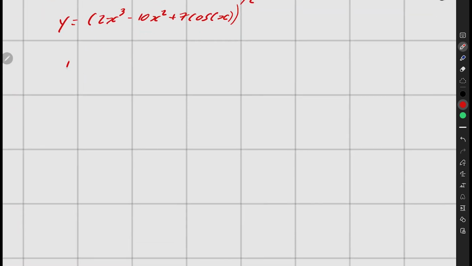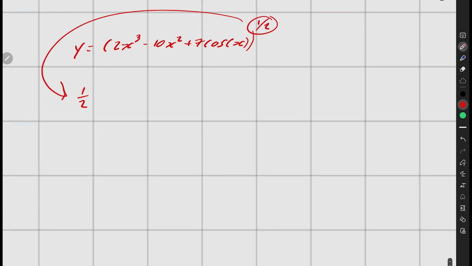Okay, so let's take the power out the front, a half. We've taken the power out the front. We're going to be multiplying by the derivative of the inner function, so that's the function inside the brackets. From the rules that we discussed in the previous video, we're just going to apply those same rules to this, alright? So that's going to be 6x squared minus 20x minus 7 sine of x. So that's the derivative of the inner bracket.